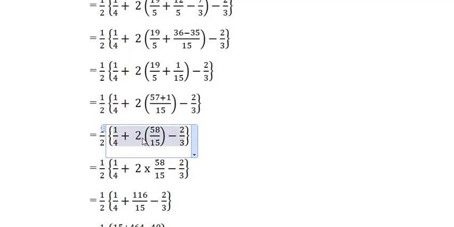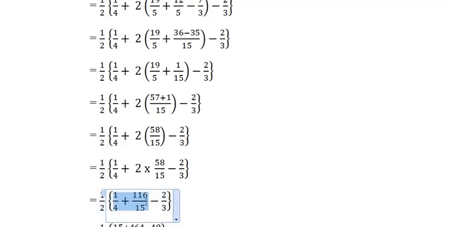But if the number is like this, 2, and then the bracket is opened, 58 by 15 and the bracket closed, it means that here you have to include the sign of multiplication. So we have included this multiplication sign here. You will simply solve this section first. So it will be now 2 into 58, it will be 116 upon 15. And ultimately you will solve this area.